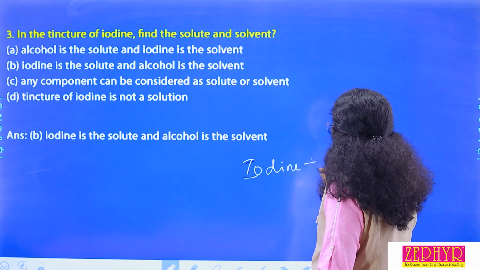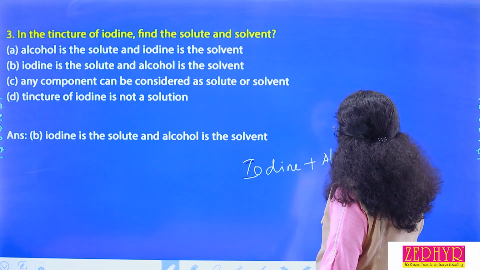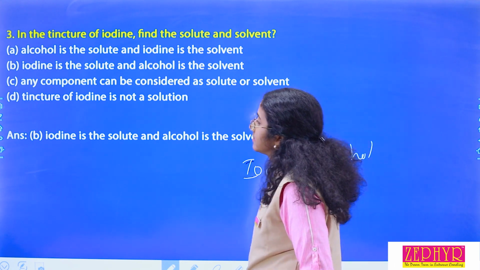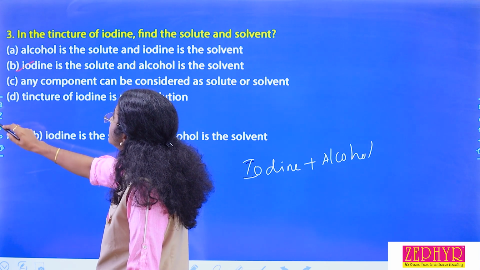Iodine plus alcohol. Iodine is the solute and alcohol is the solvent here. So B.